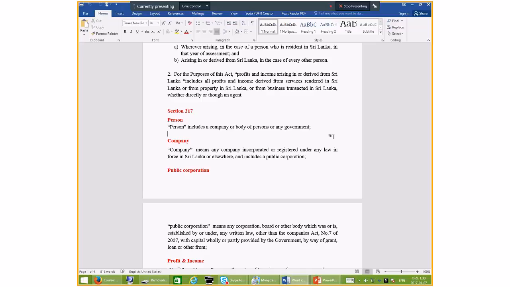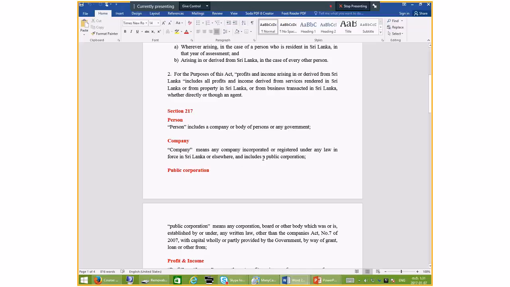Again, as I said, the word person includes, and then individuals also come under that definition, even foreign and Sri Lankan, and also foreign individuals. The word company means, therefore no other company should come in. Only this. The company means there should be no other inclusion. Only, it means any company incorporated or registered under any law in Sri Lanka or elsewhere, and includes a public corporation. Here, it is a company incorporated in Sri Lanka under the Companies Act, or companies registered in other countries, but it includes a public corporation, right?